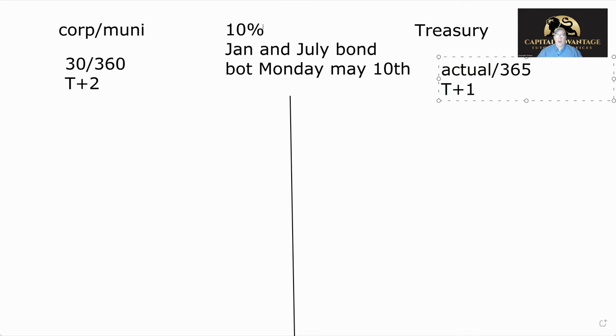Both bonds are bought on Monday, May 10th, and it's a J&J bond, which means it pays every January and July. Let's start with this one. We know we're going to buy on May 10th. When does it settle? It settles on May 12th.